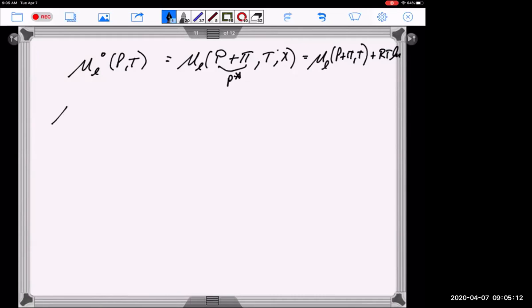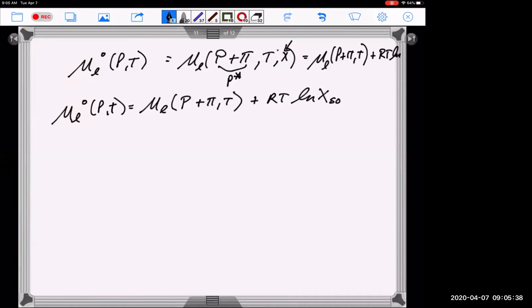So let's just write it out here. So mu liquid 0 PT is going to be equal to mu liquid. So we're separating now because we know what X contributes to the chemical potential. We know what dissolving, having the contribution of the solvent is. So we have P plus pi, T, plus RT ln of X solvent. And it's really important to keep in mind because there are two mole fractions, right? There's solvent and solute. So just to make it explicitly clear, we're looking at the solvent.